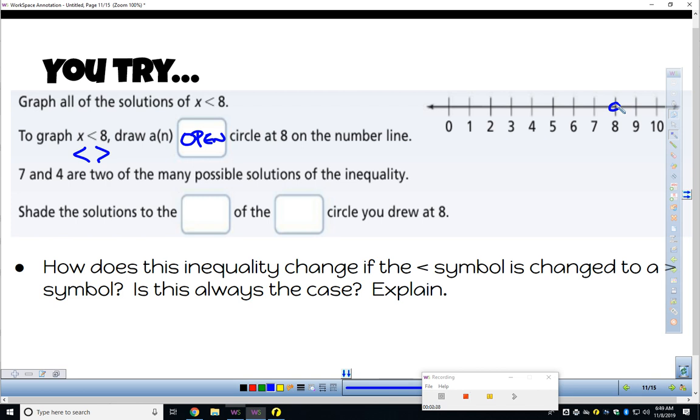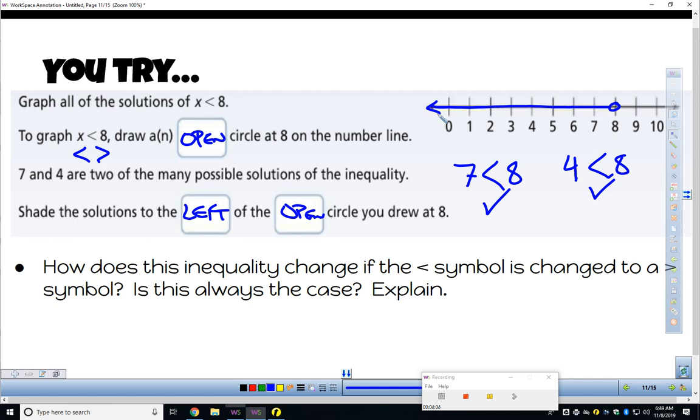All right, let's check that 7 and 4 are solutions. So is 7 less than 8? Yes, it is. Is 4 less than 8? Yes, it is. Okay, so we're going to shade to the left of our open circle to represent x is less than 8.